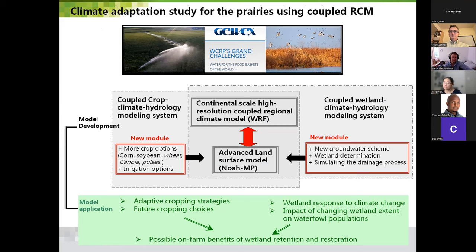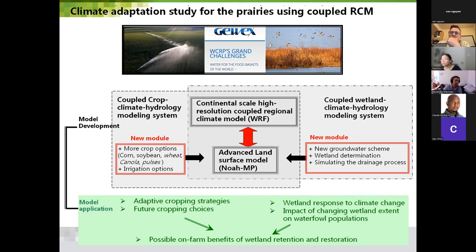Based on this continental scale coupled regional climate simulation, we further developed a new module in the modeling system to make it usable for our own interest, like the prairie. We have two major landscape types, the agricultural land and the wetland. So we developed a new module in the land surface model for different crop types. Ze yesterday introduced the development of a spring wheat. With that we'll be able to study the climate change impact on agriculture and how adaptive cropping strategies should be taken to take advantage of climate change and future cropping choices, such as if corn can be grown in the prairie in the future under a warmer climate.